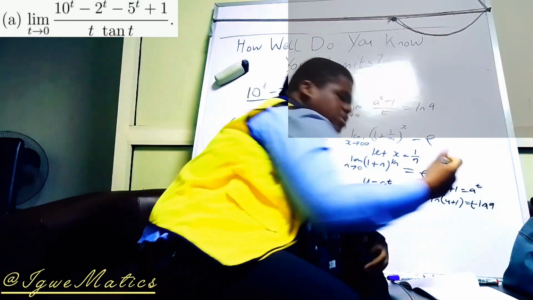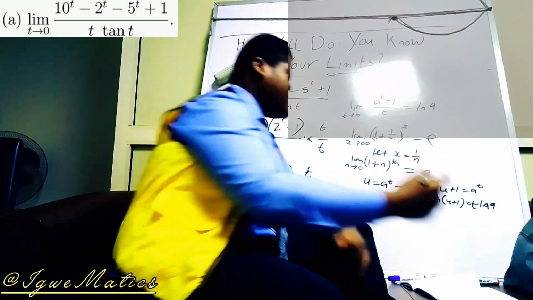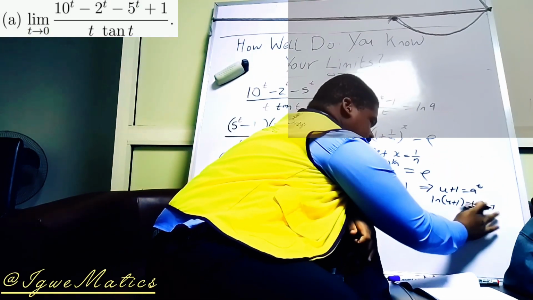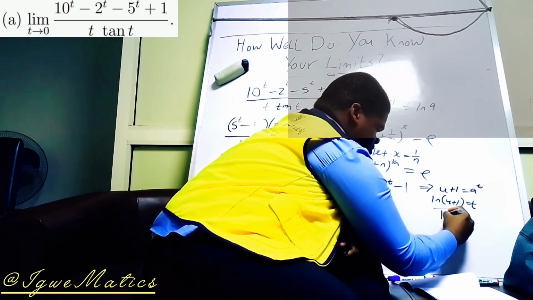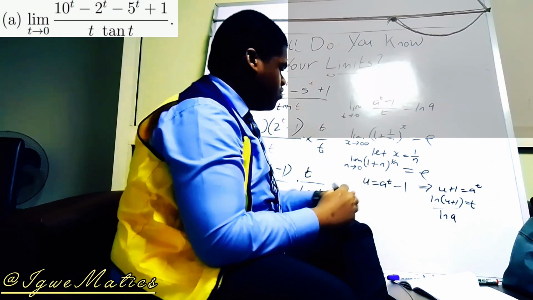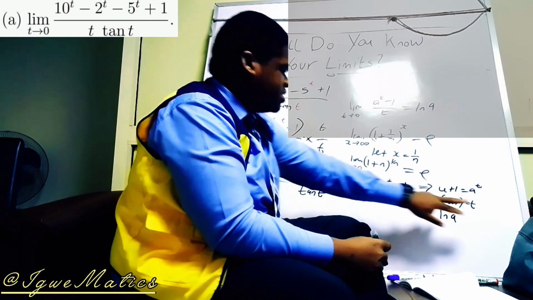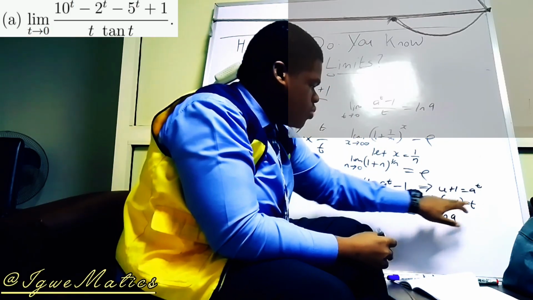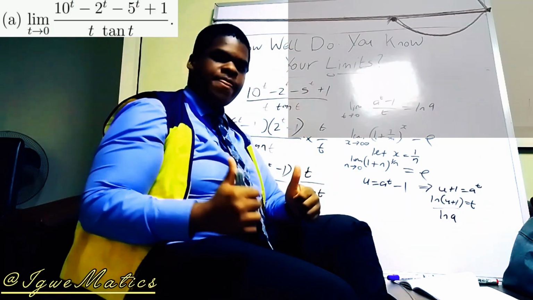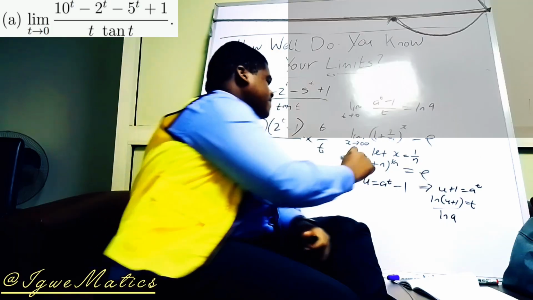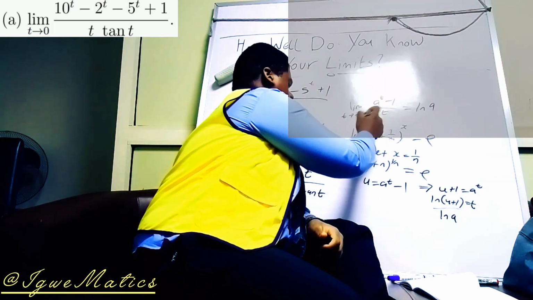But we're not looking for t times the natural log of a, we're looking for t. So divide by ln a. So if u is equal to a to the power of t minus 1, then t will equal the natural log of u plus 1 divided by the natural log of a. I believe you understand this point. Good and fine. Now, we are looking for this limit.